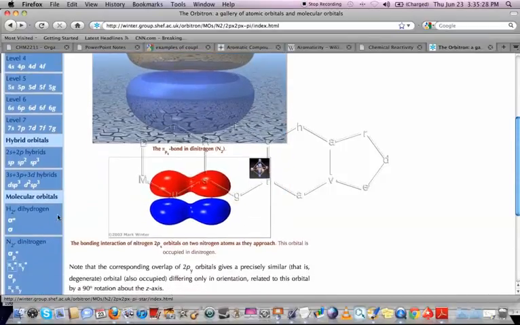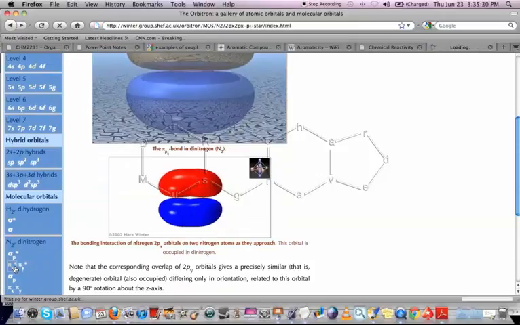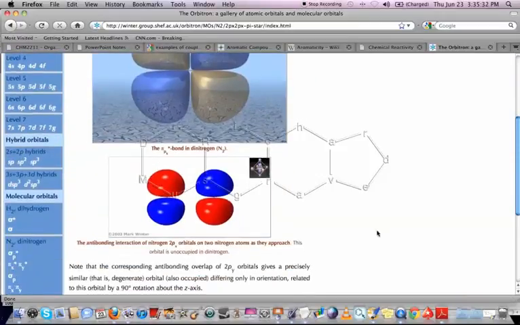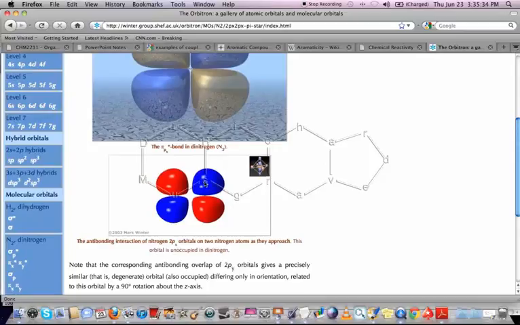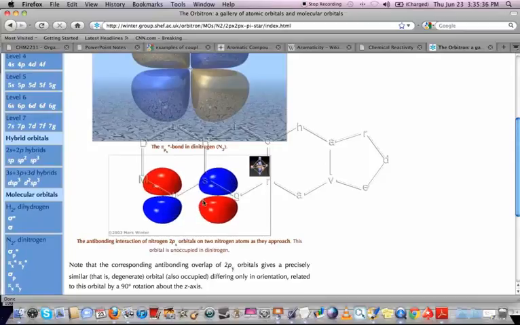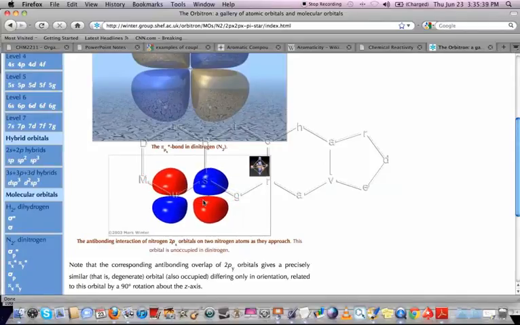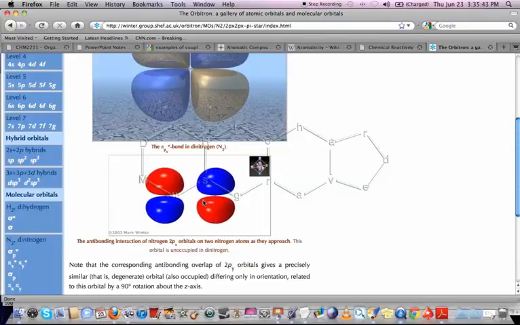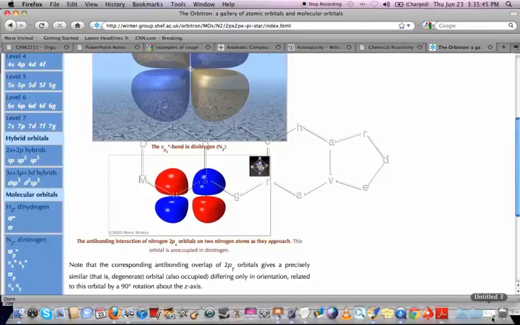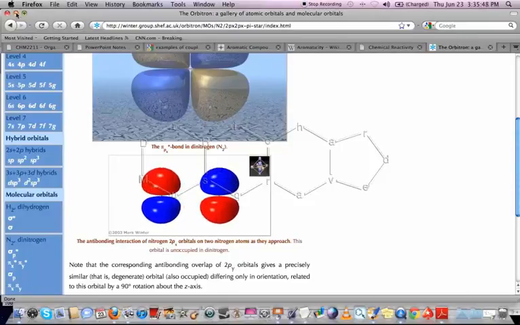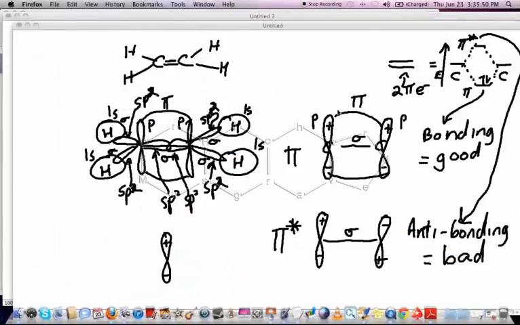Let's look at an anti-bonding situation. That's this one here. See, the reds and the blues don't match. So what happens is they don't bond. That's a very high energy situation. That's a situation we don't want to see, and we never want to see electrons in anti-bonding orbitals. Alright, so there you go. That's our pi bond setup right there. Anti-bonding bad, bonding good.